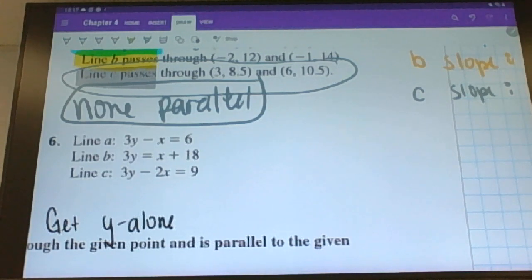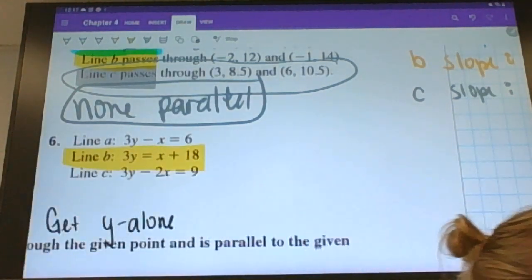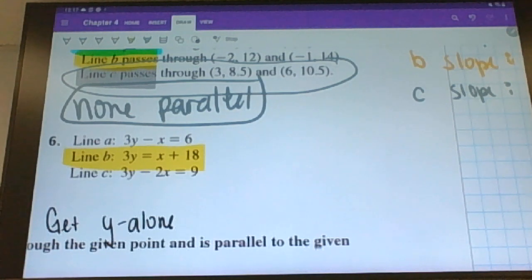Alright, this time, y'all have to get Y alone. You guys break down equation A and get Y alone. You guys write down equation B and get Y alone. You're doing equation B, get Y alone. You guys have equation B, get Y alone. Told you, you move everything around.